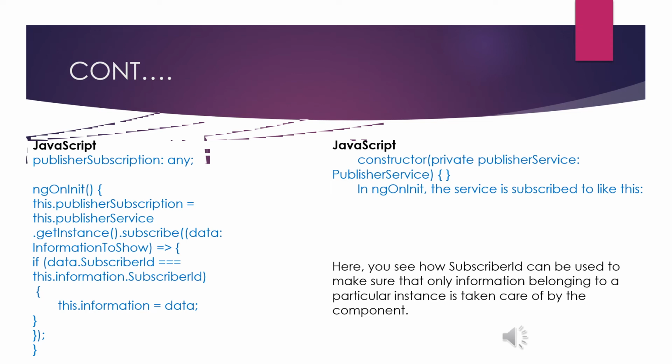This ngOnInit will be called inside the component, so the component will be the subscriber. For the subscriber to get the message, we get the instance of the publisher service, and through that we get the data. That is the information to show. If any changes occur, this information will come to the component class.